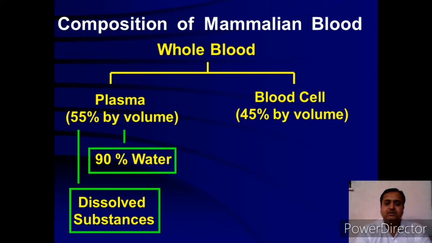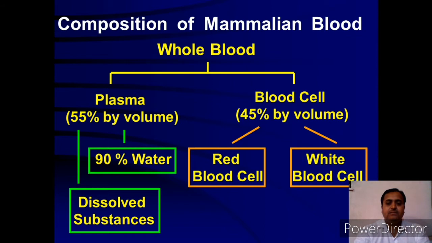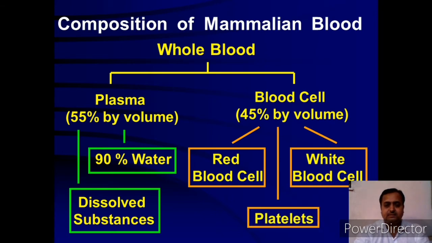The second portion, that is blood cells, is 45% by volume and it constitutes three main portions. The first one is RBCs, that is red blood cells. The second cellular part is WBCs, that is white blood cells, and the third important part is platelets.